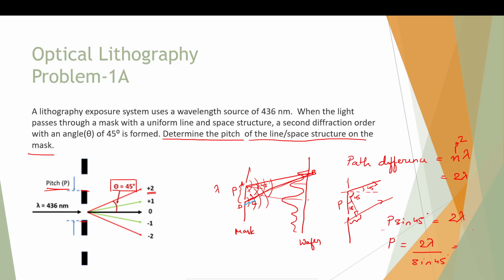That is nothing but 2 into the wavelength they have given, which is 436 nanometer, upon sin 45, which is 1 by root 2. Upon solving this, you will get the pitch to be somewhere around 1.23 micrometers. So this is okay, right?